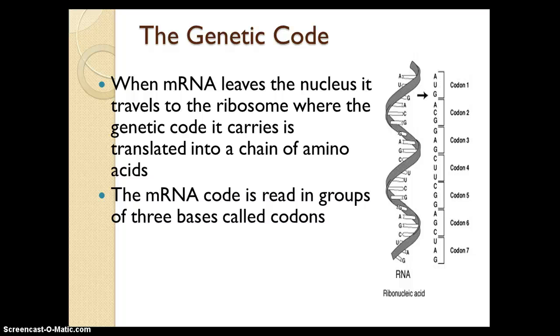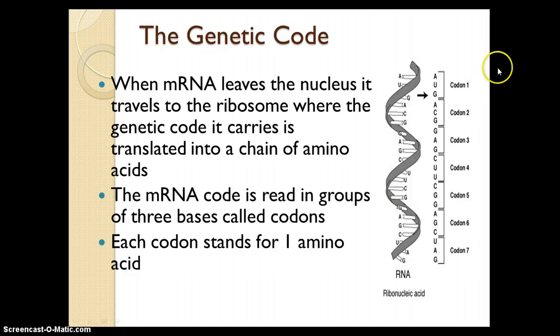So the mRNA gets read in groups of 3 bases called codons. So one codon is made up of 3 bases. So this first codon, AUG, is one whole codon. And that's just the way that the genetic code gets read. And so each codon then stands for 1 amino acid. So codon 1 stands for 1 amino acid, the second one stands for the second amino acid, and when you put all of those amino acids together, that amino acid chain can then fold up into a protein.